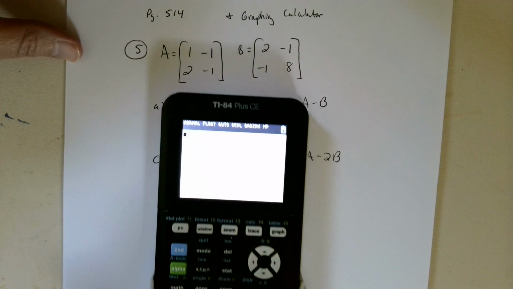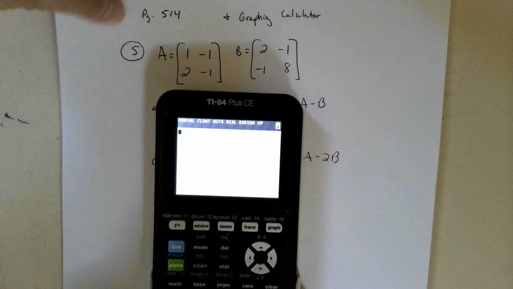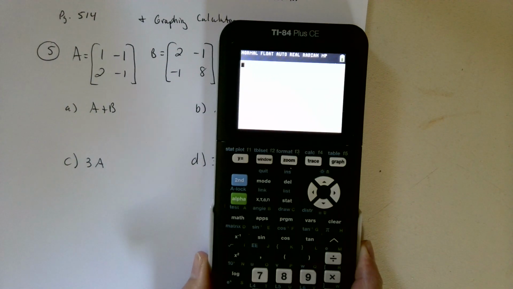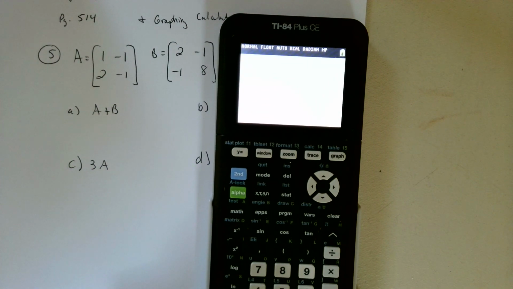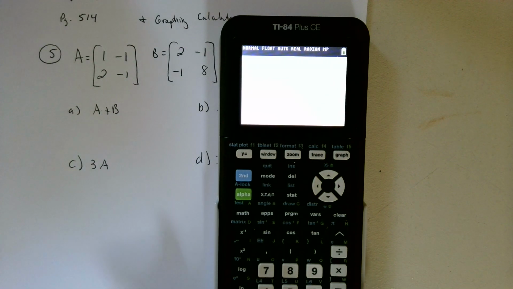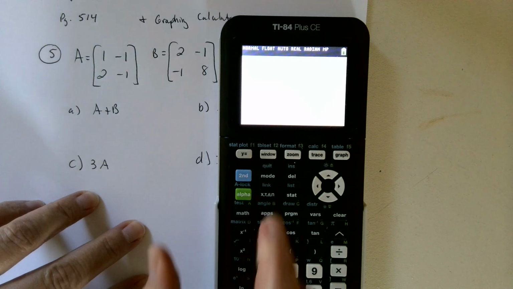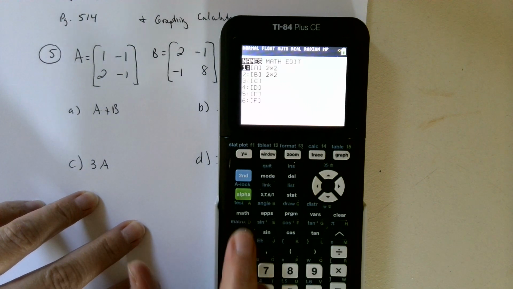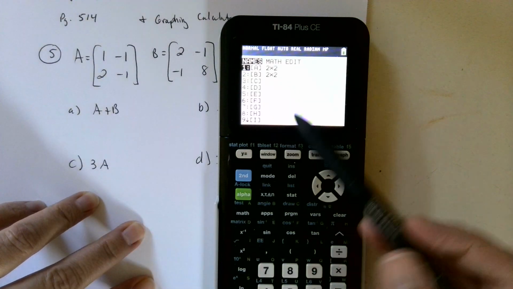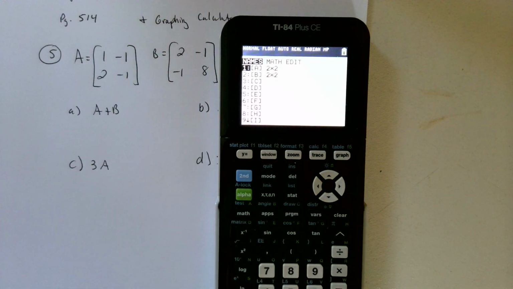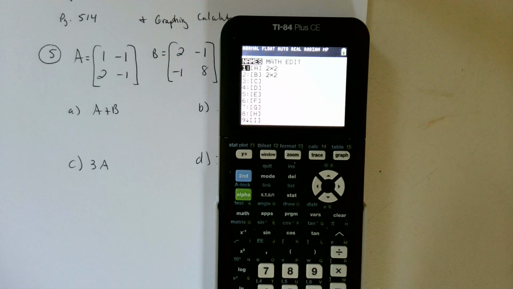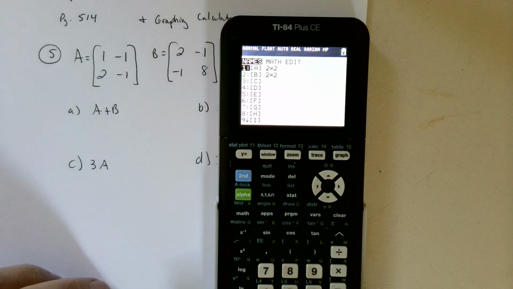So the first thing, let's see if I can get this so we can see everything. First thing that you need to do is figure out where your matrix button is. And the matrix button is right here. So I'm going to hit second matrix. And I have some matrices already in here. Let's see if we can zoom in a little bit better. And so I want to go in and I want to clear those out.